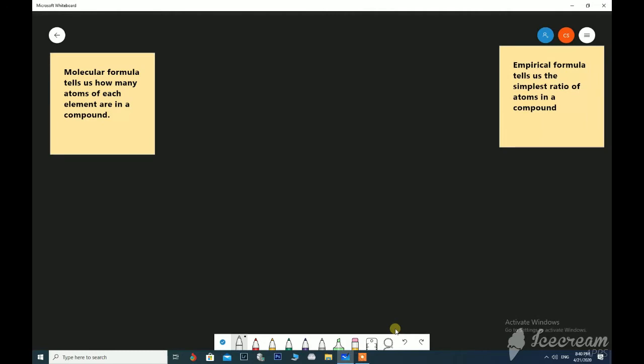A molecular formula always tells us how many atoms of each element are in a compound. Let's see a compound, C2H2. It means this compound contains 2 carbons and 2 hydrogens. Let's see another one, H2O2. This compound contains 2 hydrogens and 2 oxygens.